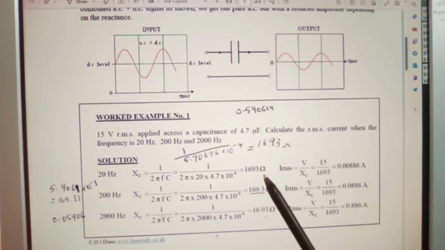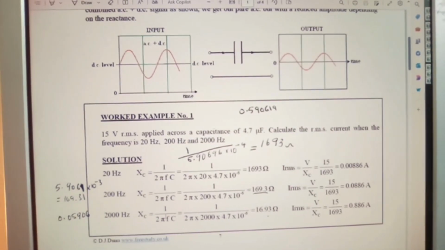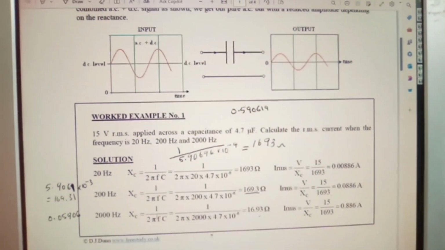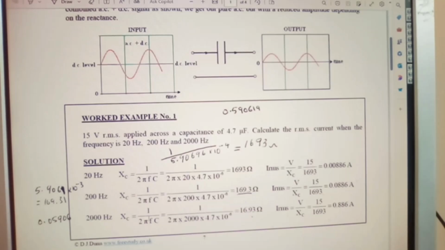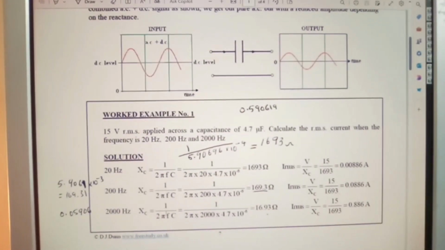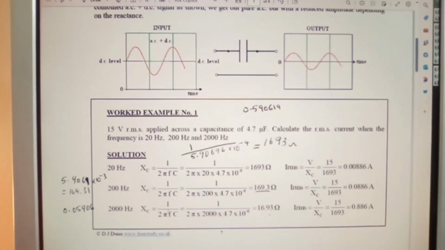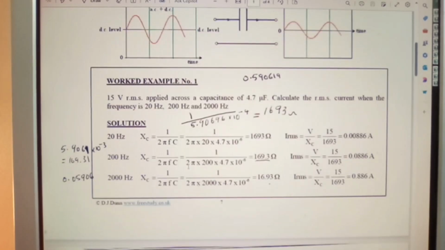You can see what's happening with the resistance in each case. It gets less and less. As you increase the frequency, the resistance becomes less and less, and you get an increase in current flow. Well, it looks like an increase in current flow to me, but I could be wrong, okay? You make up your own mind on that basis.